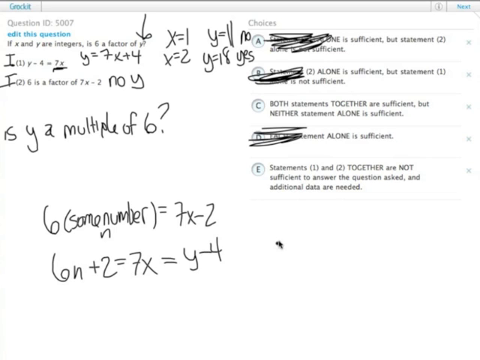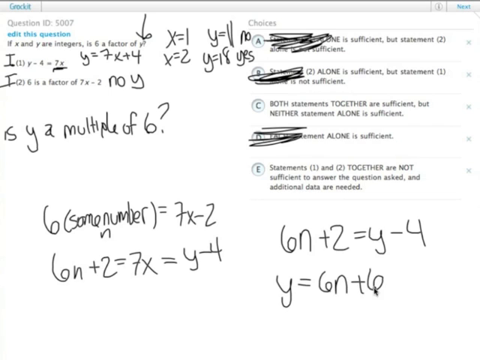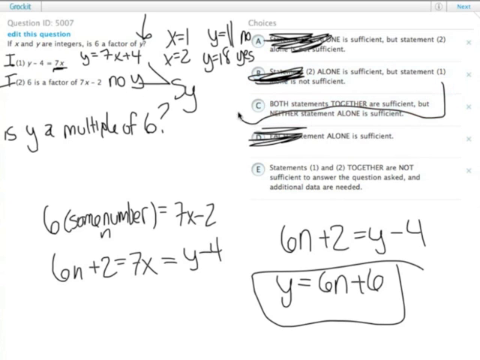Now we get 6 times some number plus 2 equals y minus 4. We can add 4 to both sides. y equals 6n plus 6. Now remember, n is an integer here, so y equals a multiple of 6 plus 6. This is basically saying outright y is a multiple of 6, so the two statements in conjunction are sufficient to tell us yes, and the answer choice is C.